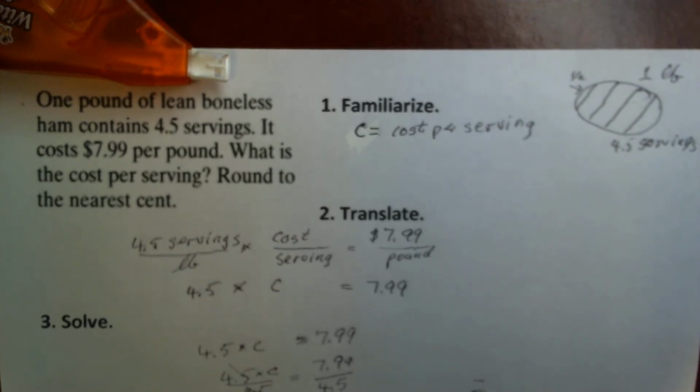And now we are rounding it to the nearest cent, so that is 1.78, because the 7 is followed by 5, so we round the 7 up to an 8.